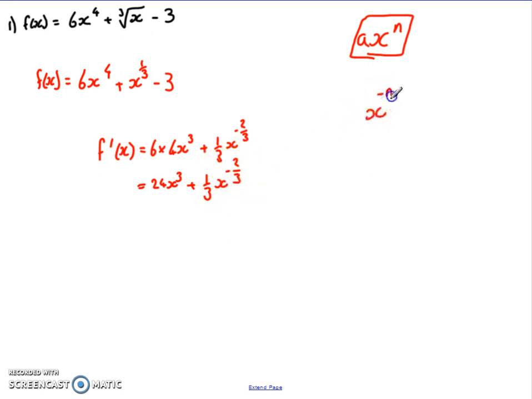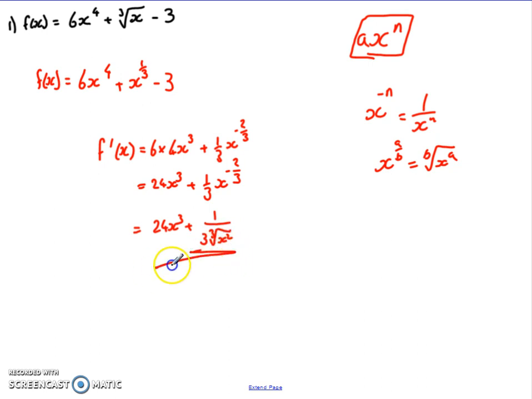Remember, anything x to the negative n is equal to 1 over x to the n, so we can get rid of the negative by doing that. And x to the a over b is written as the b root of x to the a. So we can combine these two to rewrite it, and I get 24x cubed plus 1/3, but it'll be 1 over 3 times this, 1 over 3 times the cube root of x squared. So positive in this version, it would be looking like that.